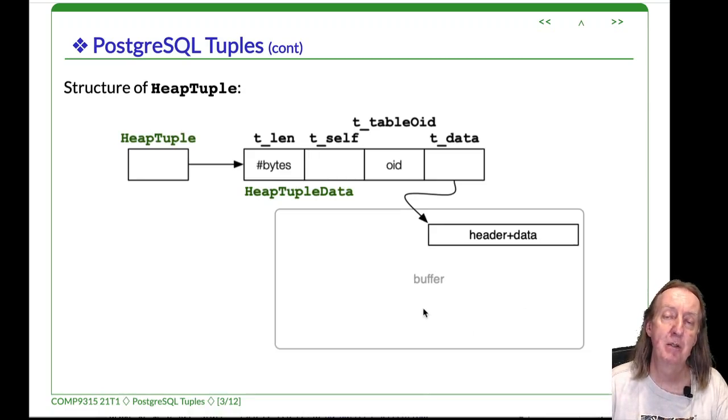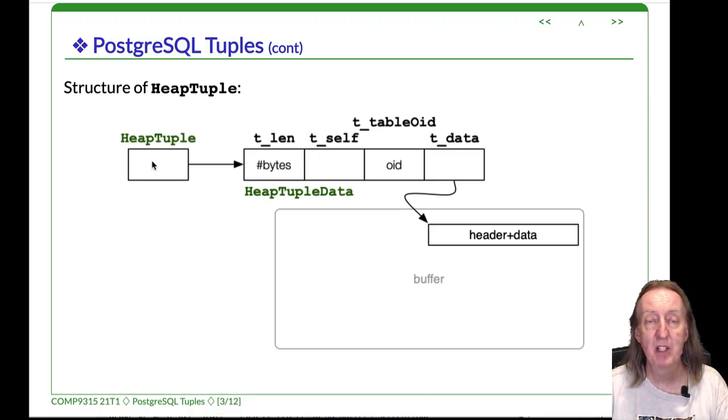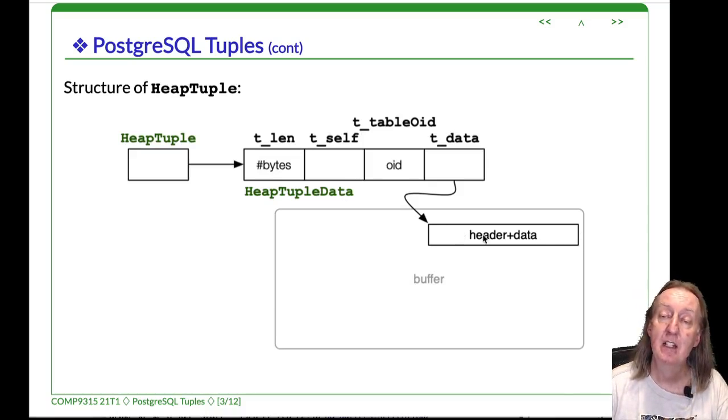So there's a diagram that represents that. Heap tuple is a pointer to one of these heap tuple data objects. It's got length, basically that is the total length of this record in here, which consists of a header plus the actual attribute values. The self pointer, table OID, so we can refer to the table in the catalog, and the actual pointer into the buffer.